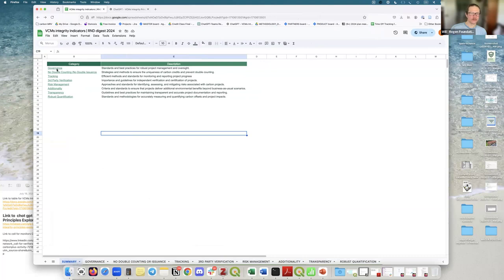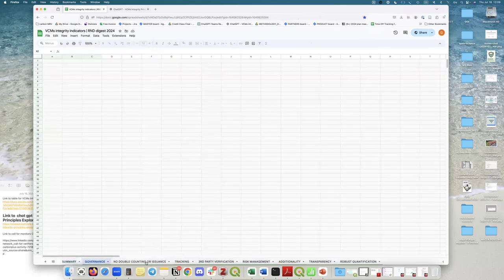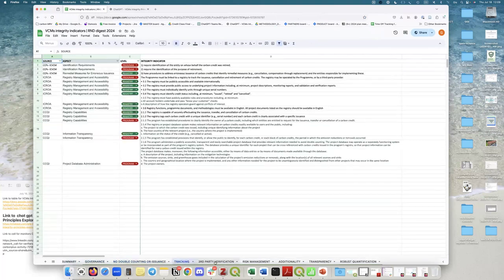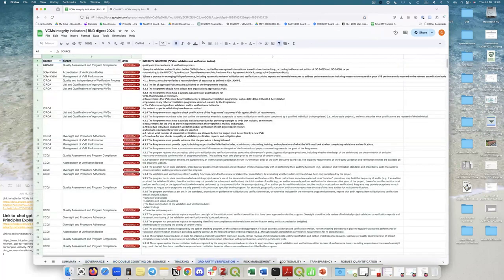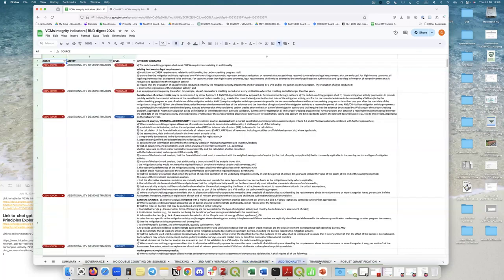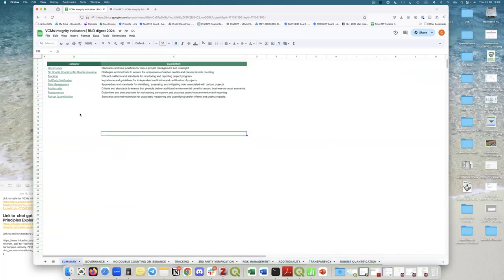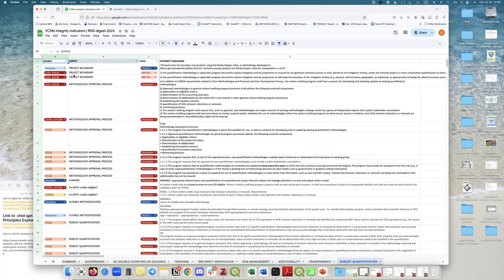It has an initial summary of the category that you might be interested in, and each of these categories corresponds to one tab. So you have the governance tab, the no double counting or no double issuance, the tracking, the third-party verification, the risk management, the additionality, the transparency, the robust quantification. And let's say we are interested in looking into robust quantification, right? So you get into that and you can filter by source.